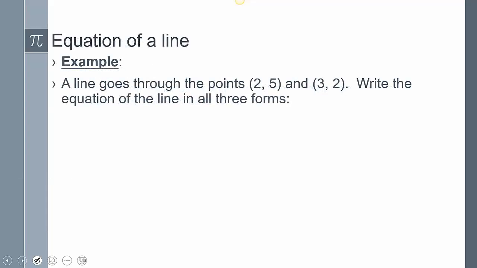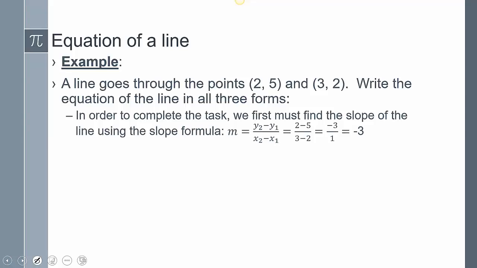Now, if a line goes through the points (2, 5) and (3, 2), let's write the equation of the line in all three forms. So the first thing we always have to do is find the slope. If I say that this is x1, y1, and this is x2, y2, using those two points, I can find my slope, right? That's going to be my m.